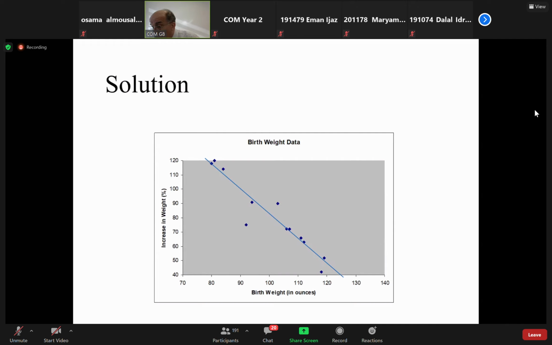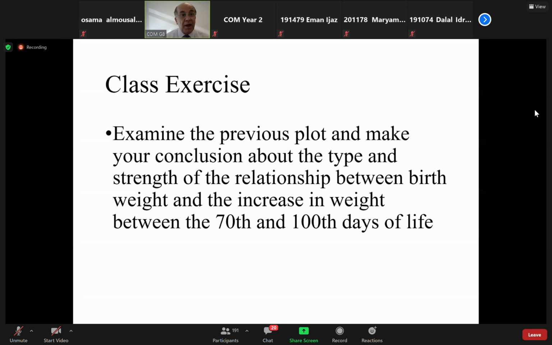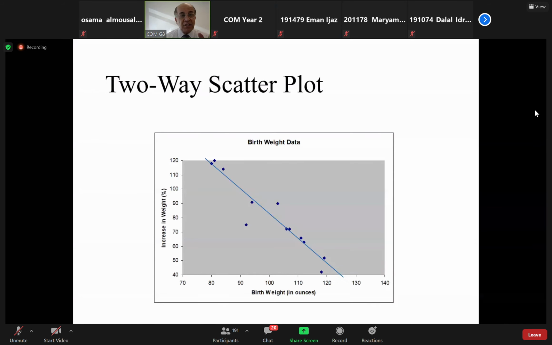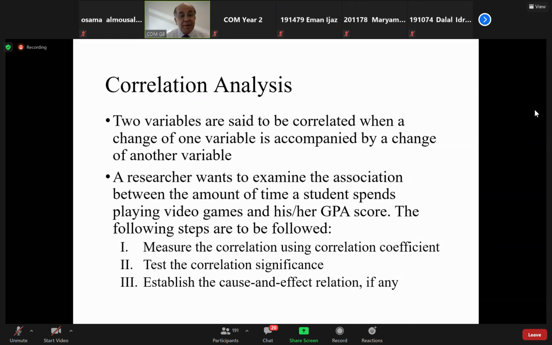So to find out if there is a relationship between two variables, we can use this method, which we call scatter plots. Class exercise, also use it. This is another exercise. Now, we don't want to only do a scatter plot because it's not really an exact method. It doesn't tell you how strong the relationship is. It just gives you a graph.